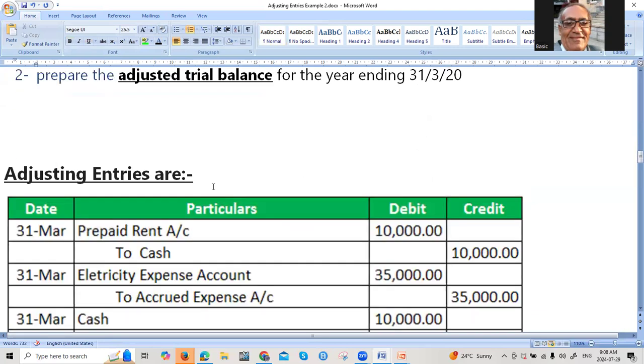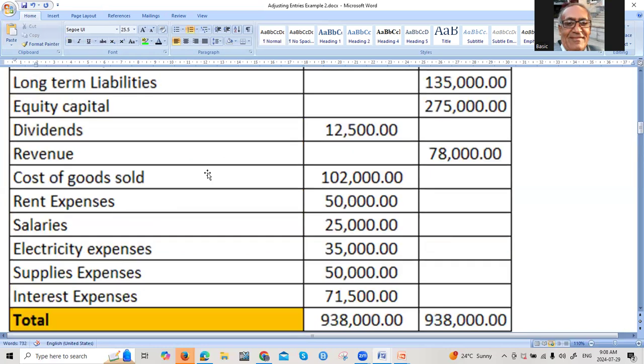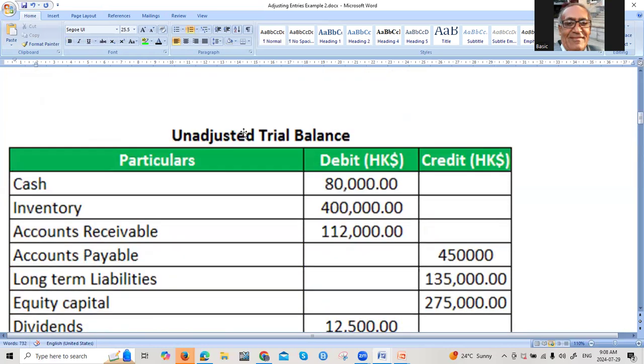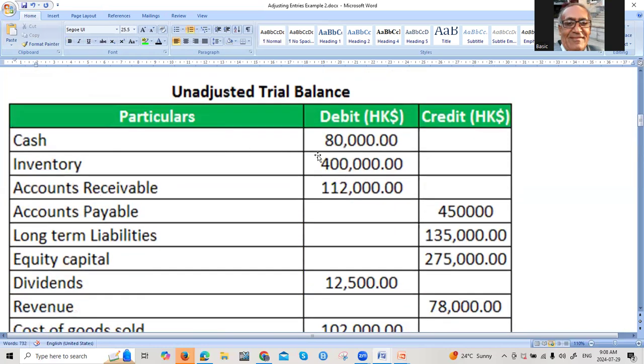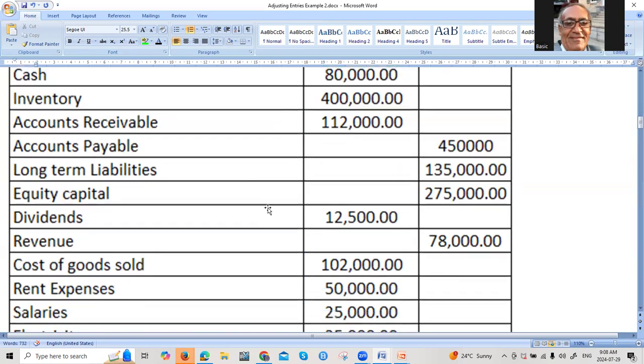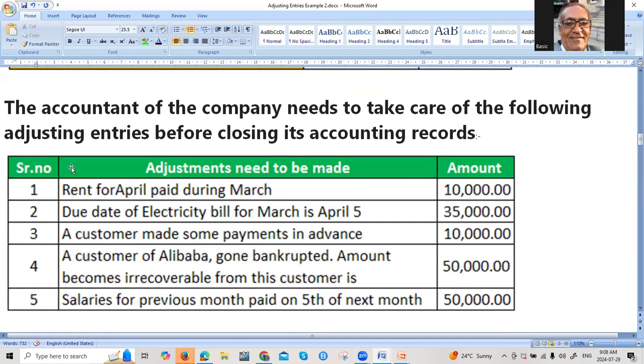So first of all, I have here already the origin. I have the trial balance before adjusting. Those are the numbers: cash 80,000, inventory 400,000, accounts receivable 112,000, and so on. And these are the transactions which occurred in this period of time. Now let's see first. Rent for April paid during March is 10,000. Okay, this means the April rent was paid during March.